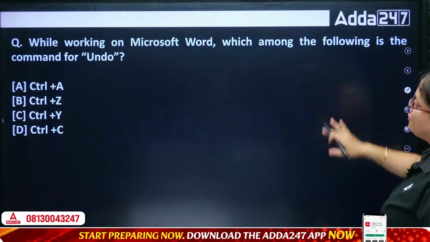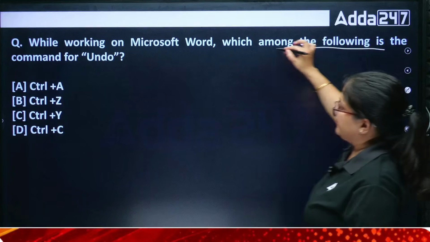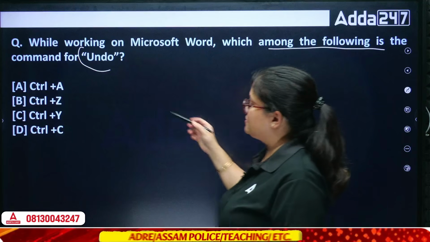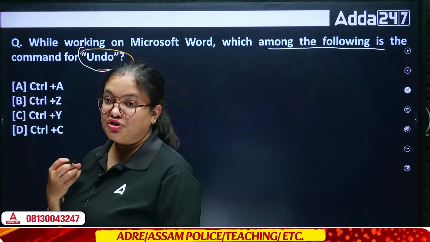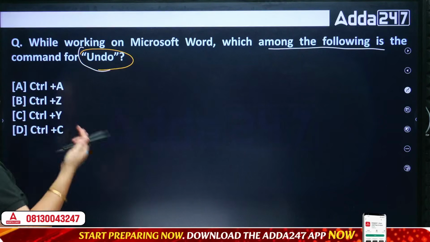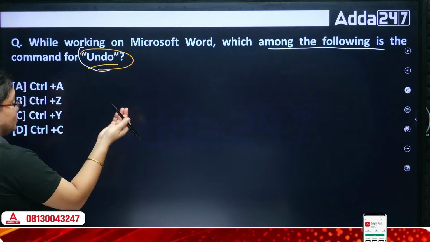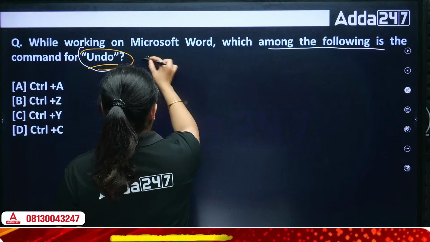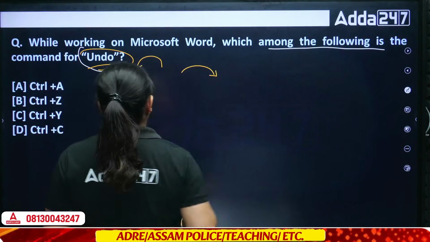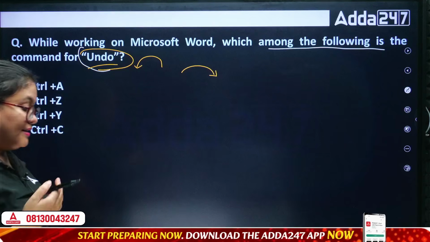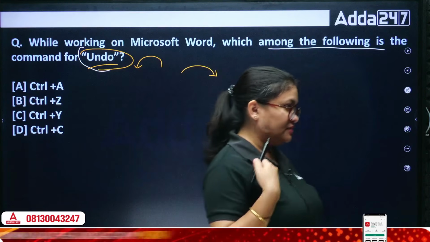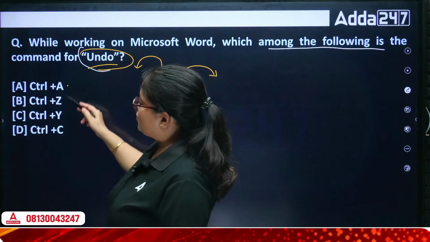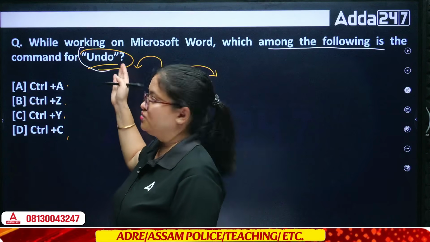So the next question is: while working on Microsoft Word, which among the following is the command for undo? Now you are doing a task, and suppose the complete operation was wrong, so you want to undo it. What will you do, or which shortcut key will you use for undo? Undo and redo options are frequently used when writing or typing a document. I think you are all aware of the shortcut keys.